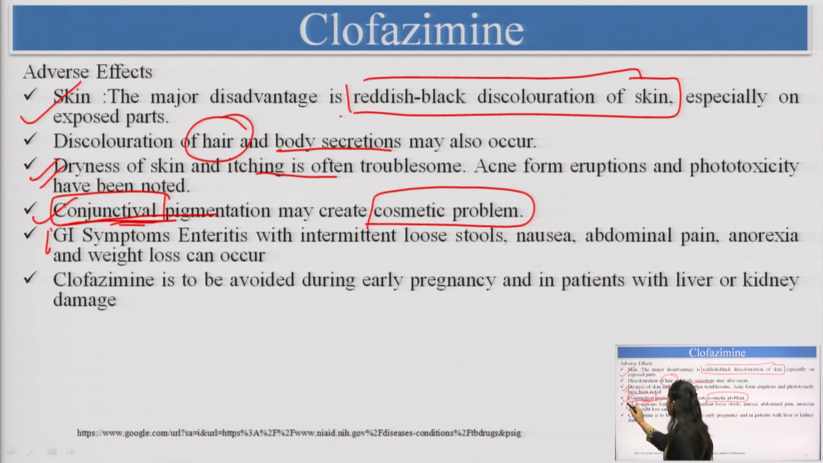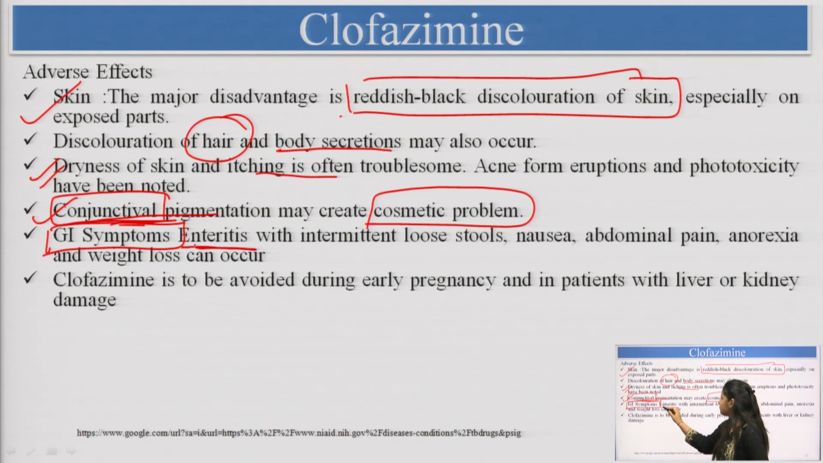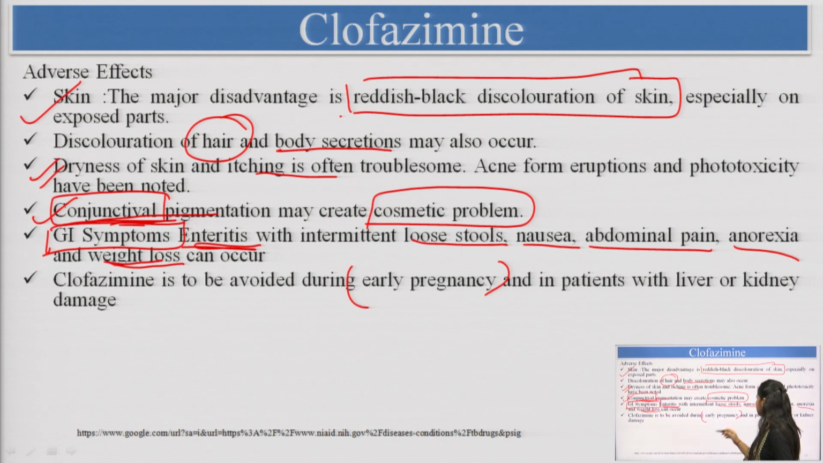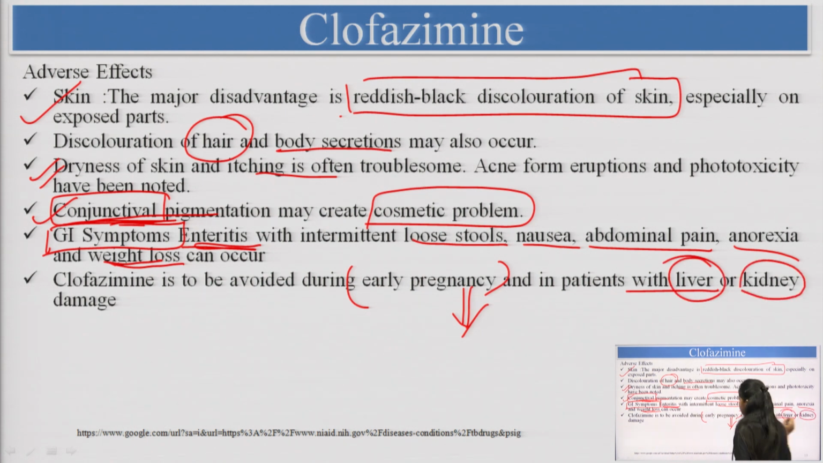What are the GI symptoms? Gastrointestinal symptoms: there will be inflammation in the intestine, enteritis. There will be loose stools, nausea followed by abdominal pain, loss of appetite, and weight gain or weight loss. Clofazimine is to be avoided in early pregnancy, because we have seen some abnormalities in the baby, and in patients with liver and kidney damage. So, this is the precaution.